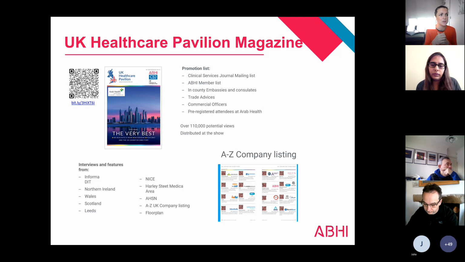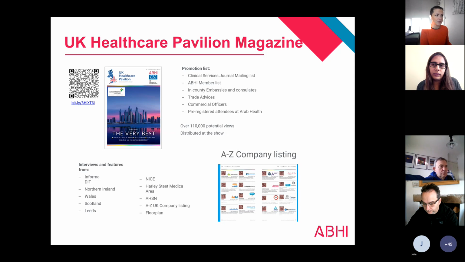It's being promoted to in-country embassies and consulates, to trading advisors, commercial officers who'll be at the show itself, so that they understand exactly what is going to be featured at the show, but also they can see an A to Z listing of all of the companies on the UK Pavilion, and they can contact you and let you know of any requirements in their market that they're looking for. So that's being digitally promoted before the event.